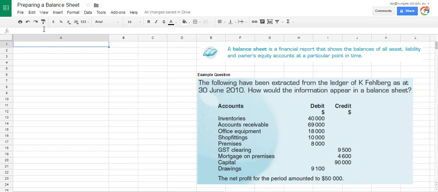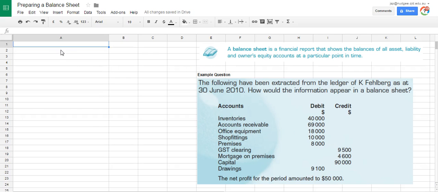So in this video we're just going to prepare a balance sheet. Now a balance sheet is a financial report that shows the balances of assets, liabilities and owners' equities at a particular point in time. Basically it's the accounting equation, assets equal liabilities plus owners' equity on paper as a report.